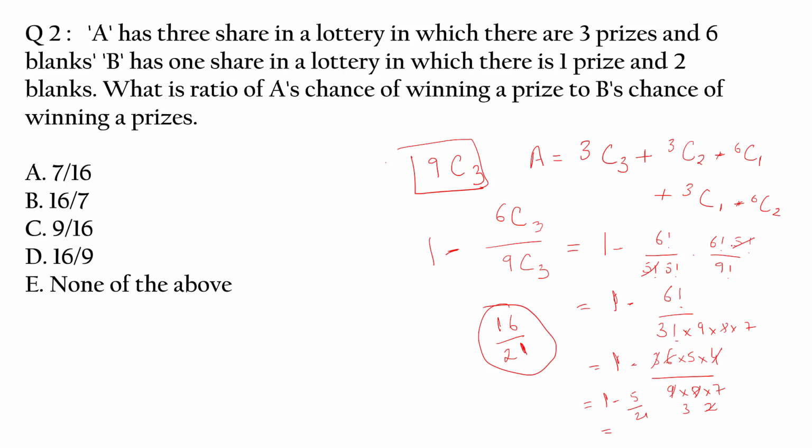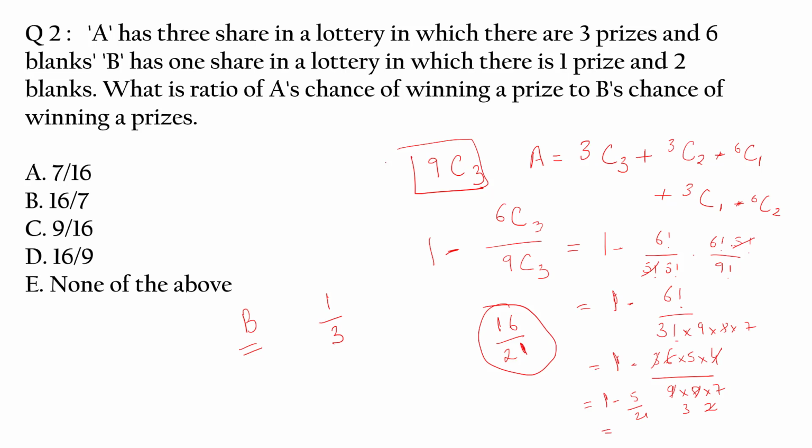Now similarly, if you look at the probability of B winning, there's only 1 prize, right? And he has 1 share, so essentially it is 1 by 3. There are 3, out of that you should get 1.